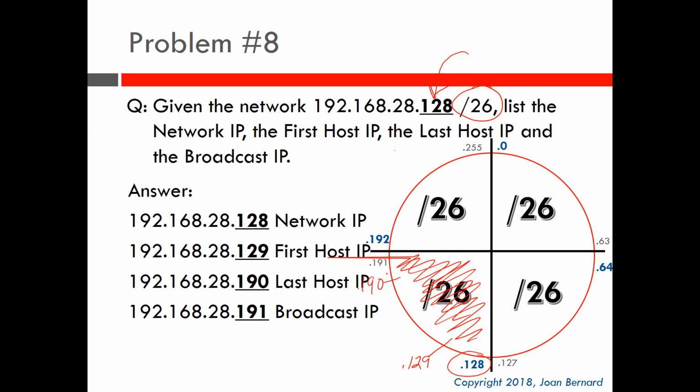So there again, my network IP is 128. My first host is .129. That's the first IP address I could give to a device. The last IP address I could give would be .190, and then my broadcast is 191.